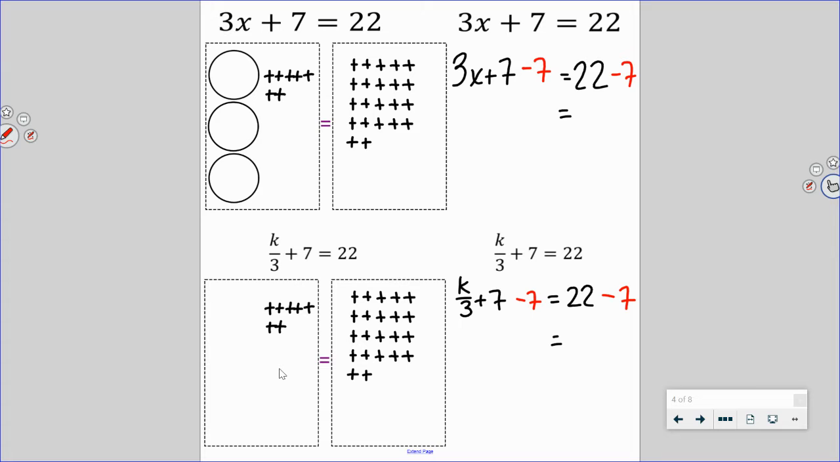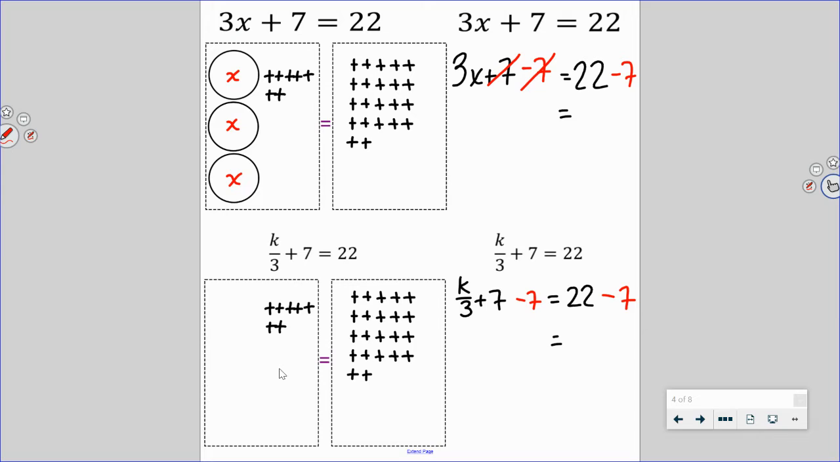We got 3 envelopes of money. We don't know how much those are, so we'll give those a random variable. We'll call it X. We have another $7. Instead of drawing dollar bills, I drew 7 pluses. And if you put all those 3 envelopes of money with some missing amount, plus the $7, it's equal or identical to the 22. Now you realize the first thing we want to get rid of is the 7.